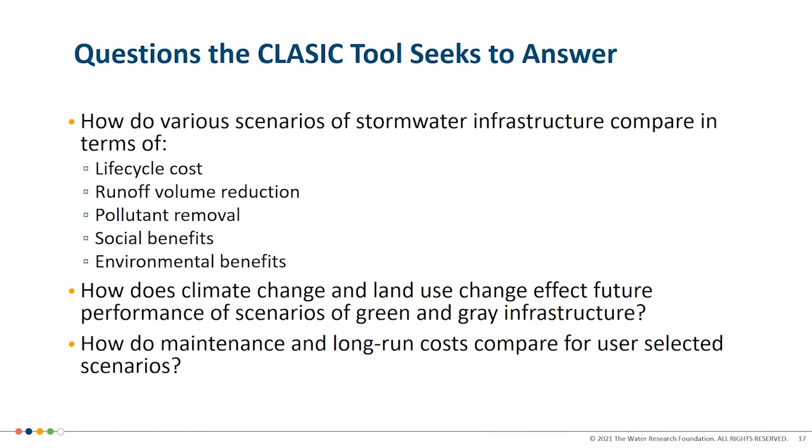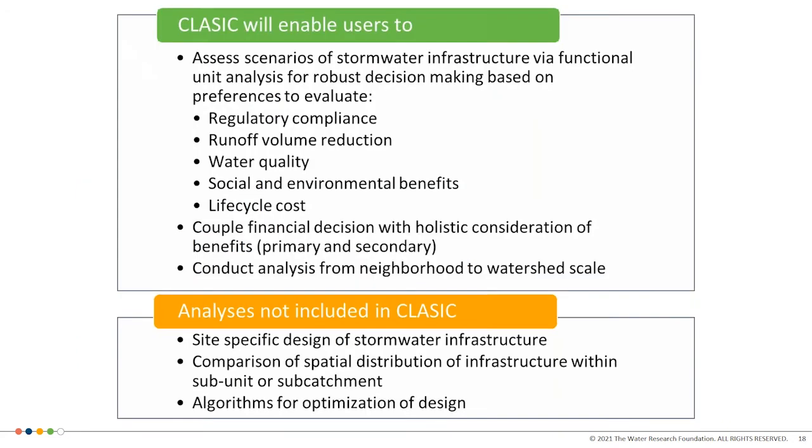Okay, so the questions the CLASIC tool seeks to answer. How do various scenarios of stormwater infrastructure compare in terms of life cycle cost, runoff volume reduction, pollutant removal, social and environmental benefits? How does climate change and land use change affect future performance of these different scenarios of stormwater control measures? We really wanted to be able to look at future scenarios with the CLASIC tool. And how do maintenance and long-term costs compare for the selected scenarios that a user is looking at?